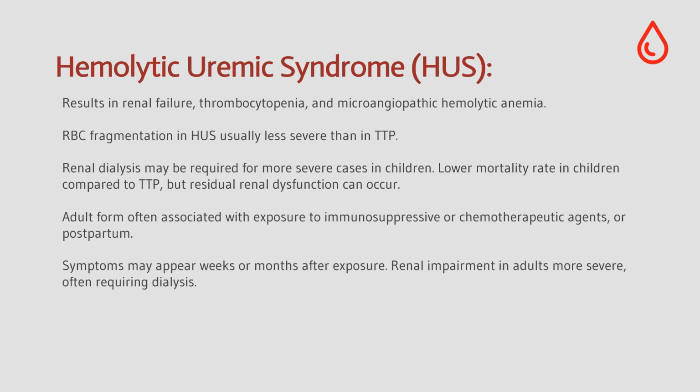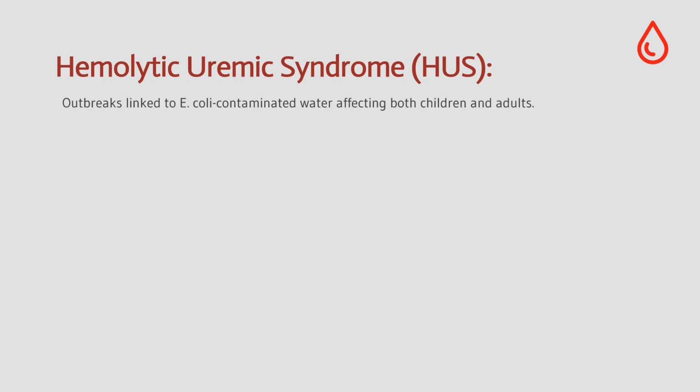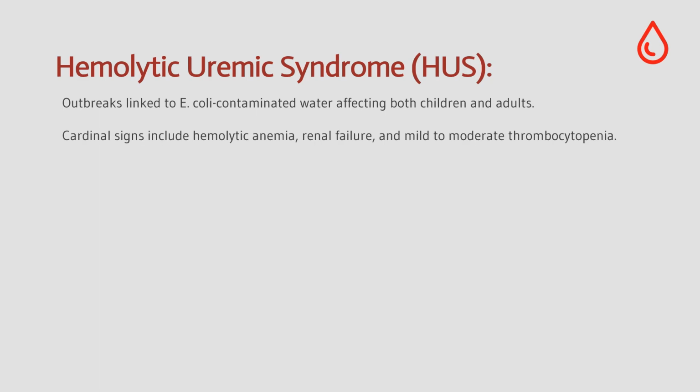Renal impairment in adults is more severe, often requiring dialysis. The cause is unclear but may involve the development of autoantibodies to endothelial cells. Outbreaks have been linked to E. coli contaminated water, affecting both children and adults. Cardinal signs include hemolytic anemia, renal failure, and mild to moderate thrombocytopenia.